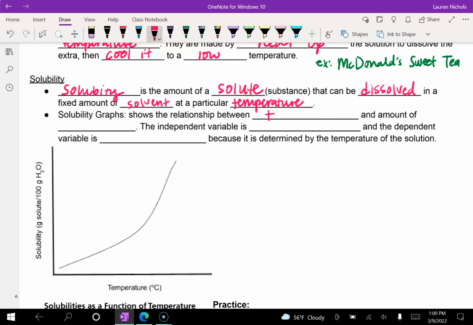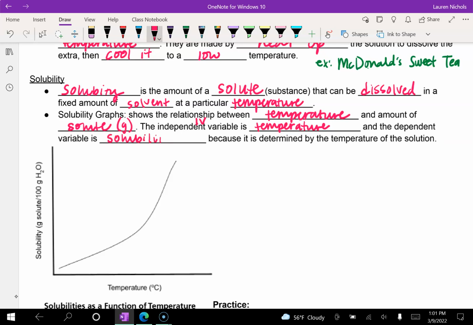This shows the relationship between temperature and the amount of the solute that is dissolved, typically measured in units of grams. Your independent variable, which remember independent variable is IV, is going to be temperature because that's a thing you can control. I can change the temperature of my water. What I can't change is my dependent variable, and that's our solubility.